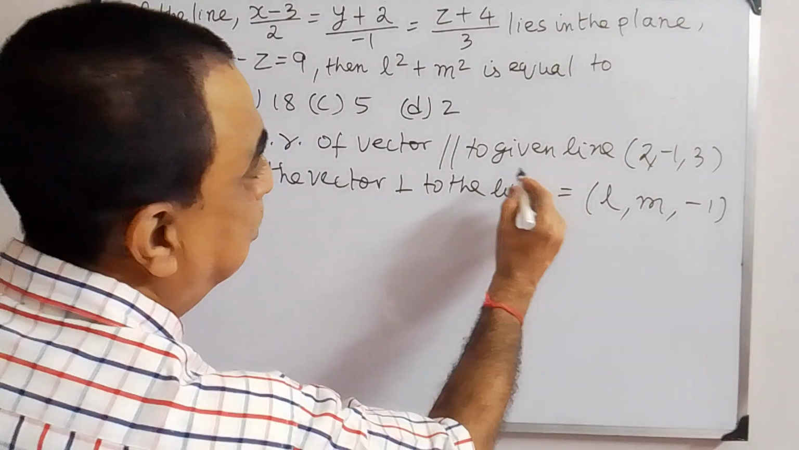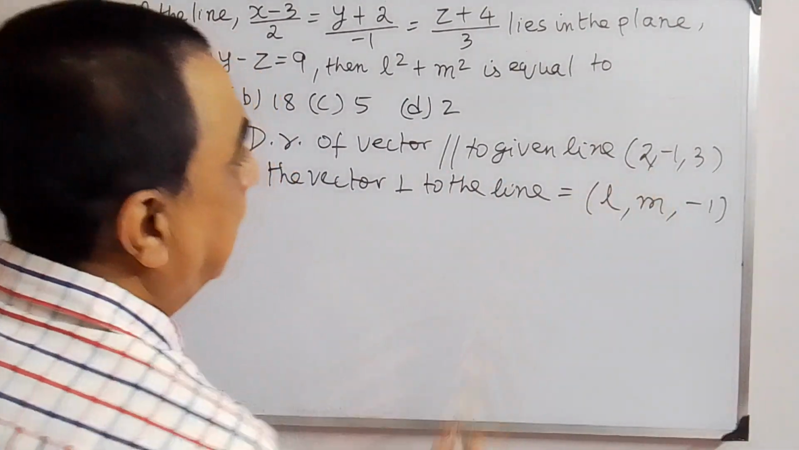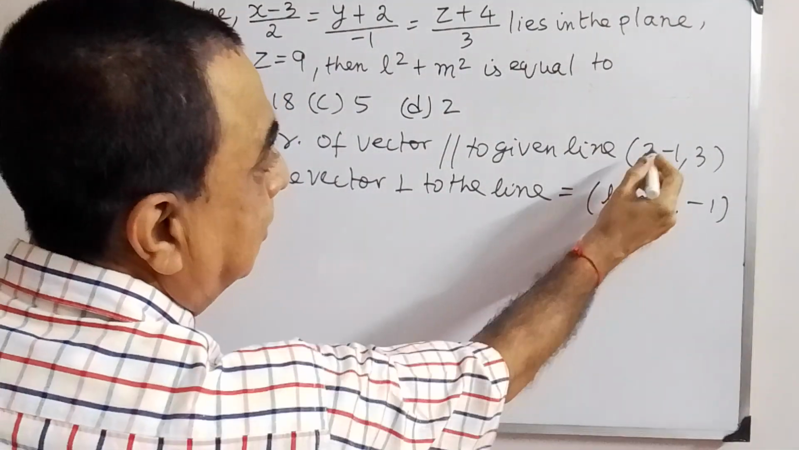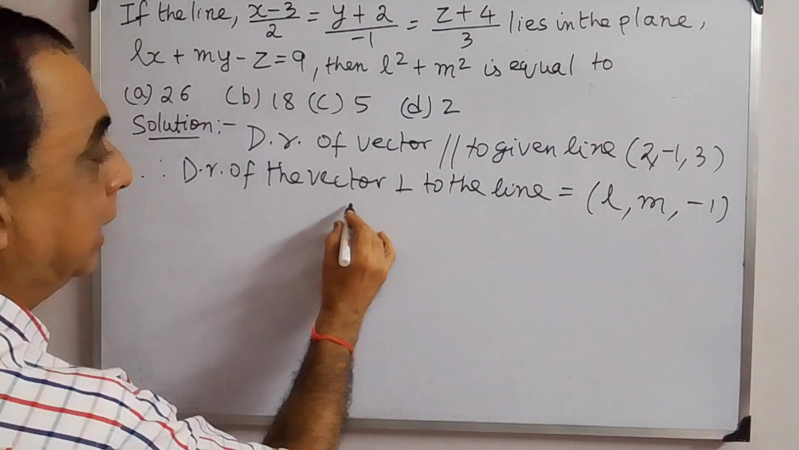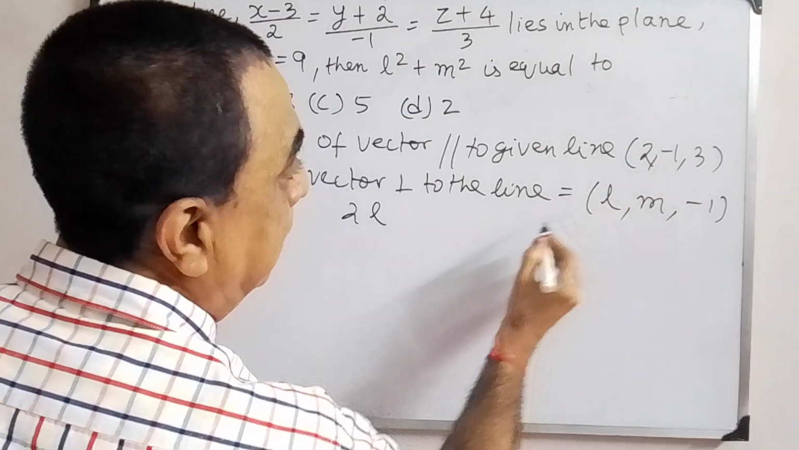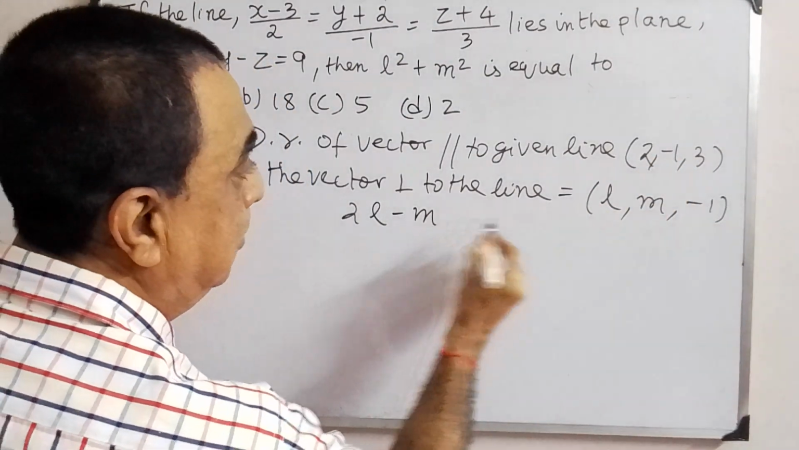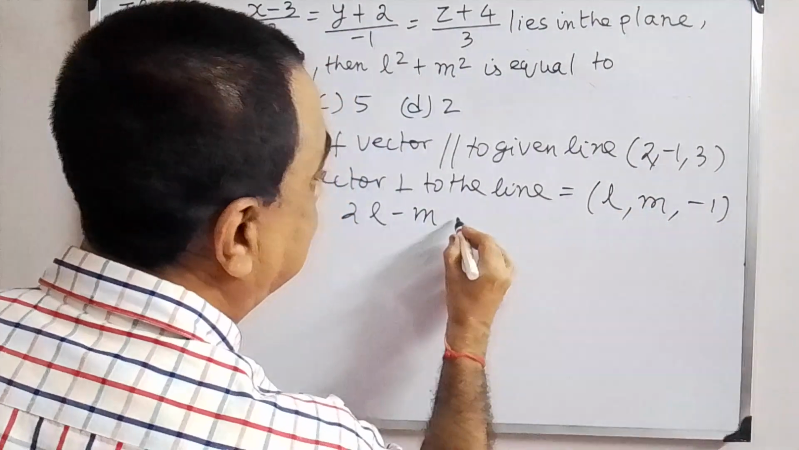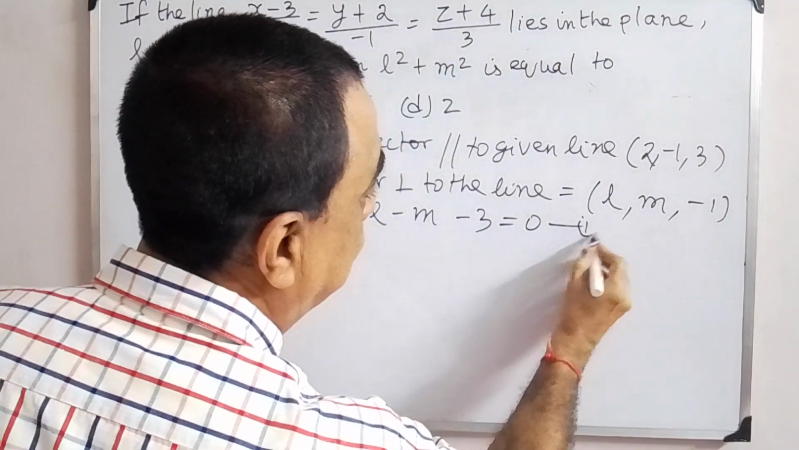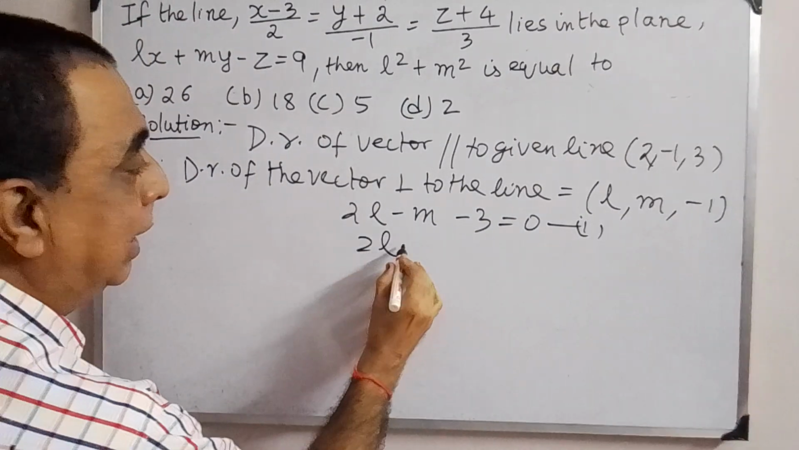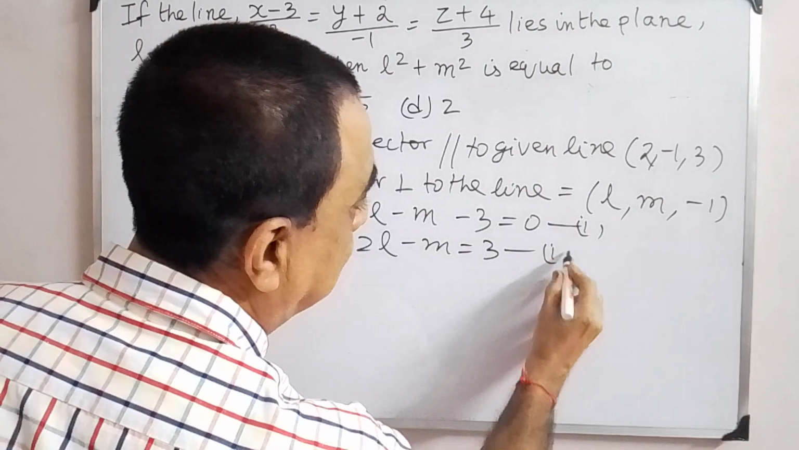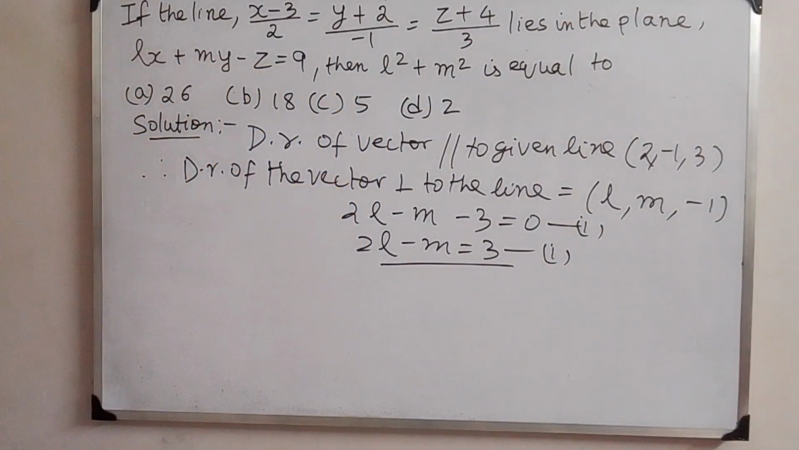So what will be the dot product of the vector parallel to the line and the vector perpendicular to the plane? L into 2, that is 2L, plus m into minus 1, that is minus m, plus minus 1 into 3, that is minus 3, equals 0. So 2L minus m is equal to 3. This is the first equation in terms of L and M.